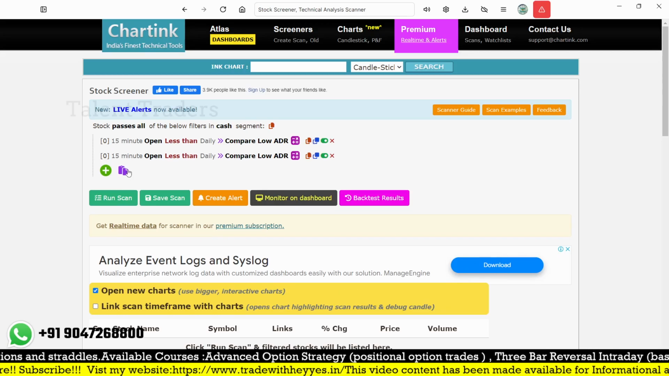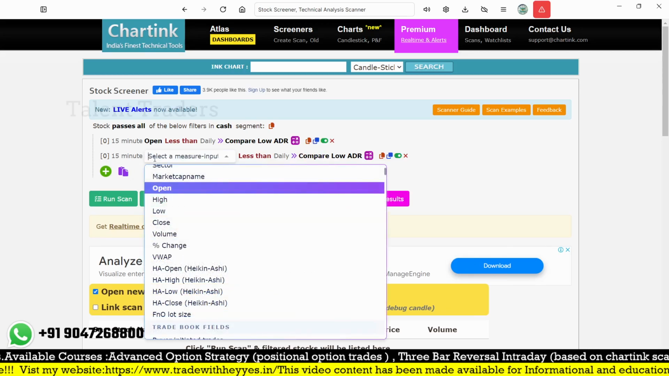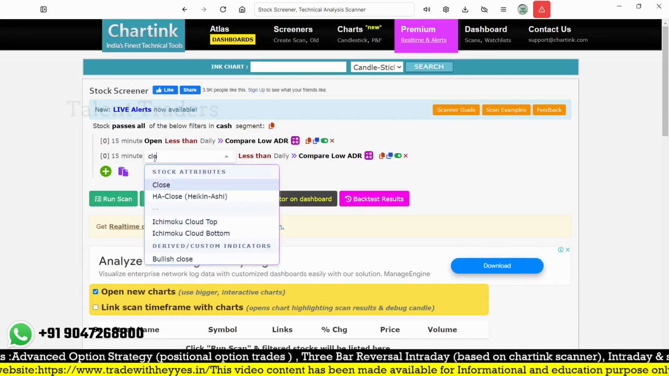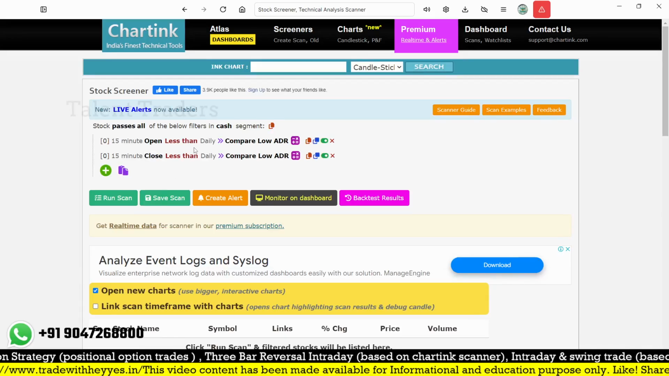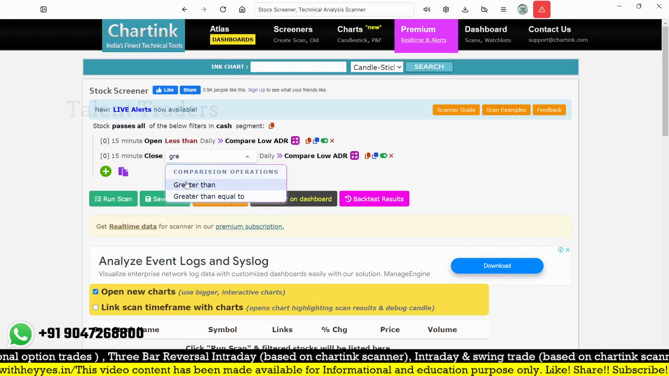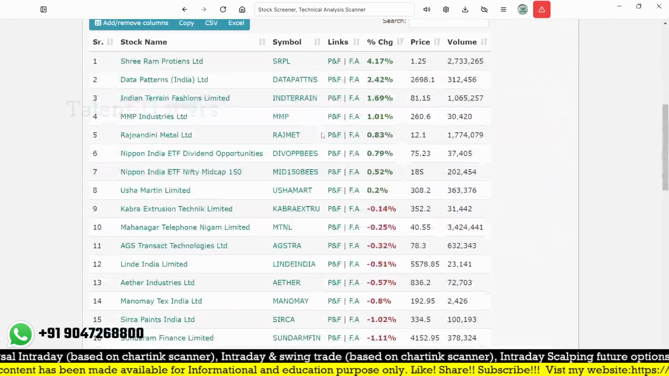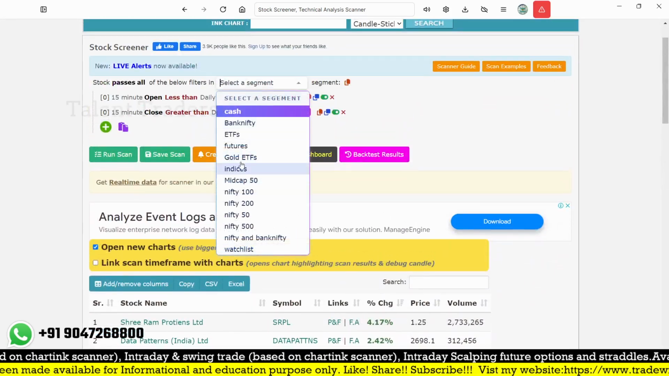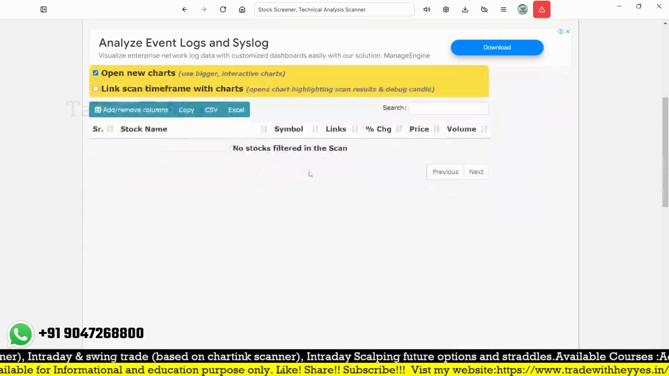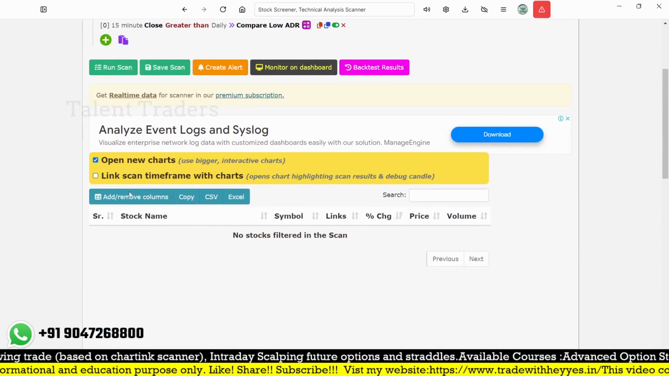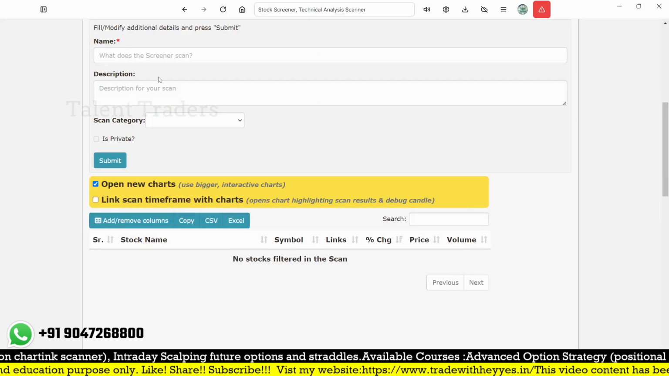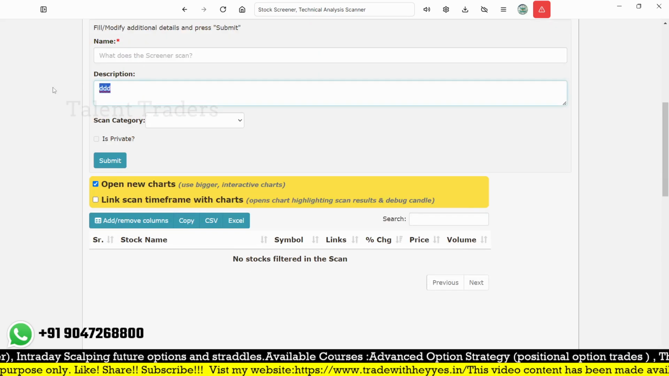And second condition, the close of that particular candle. I will show you how many stocks are going to reverse. So this is the main concept which I have taken for study in this video. So greater than daily ADR, and let me check what the stocks are. Let me go with the futures and options. This is a custom indicator, not available by default in charting. So we will save it as a test.